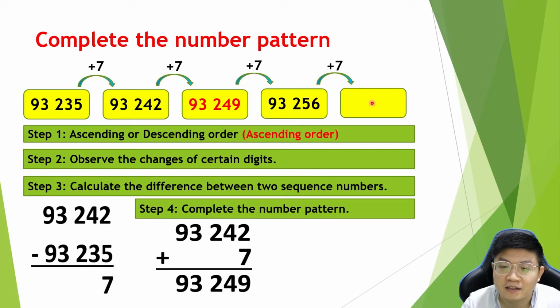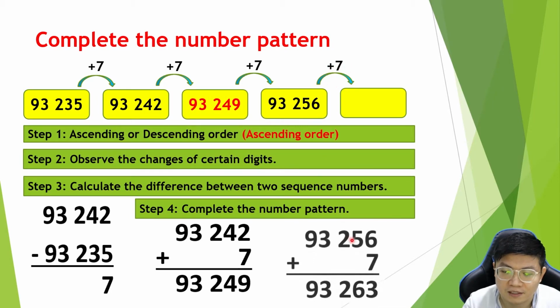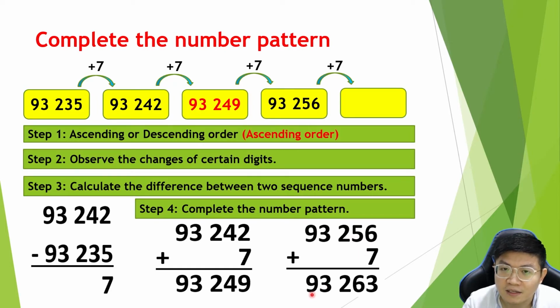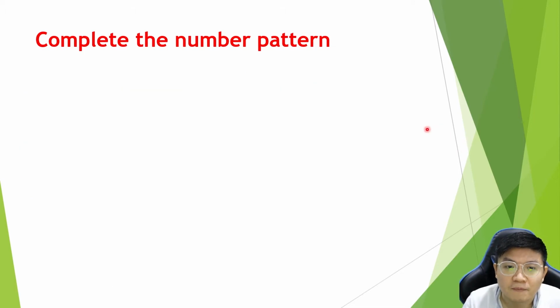And how do I get the last slot here? Yeah, by taking 93,256, add 7, or you plus 7. So finally, you get 93,263. Therefore, you insert it into the slot. Now, you have completed the pattern already. Is that simple? Right. I will provide another example again.